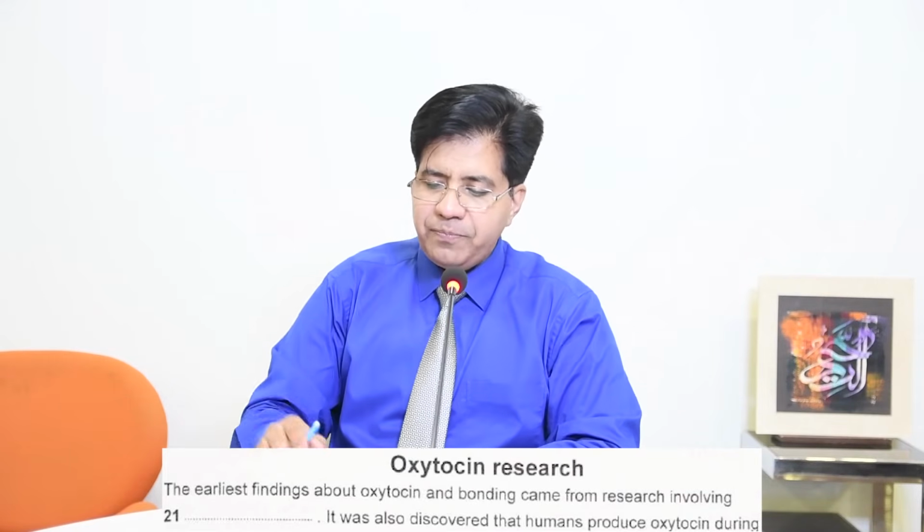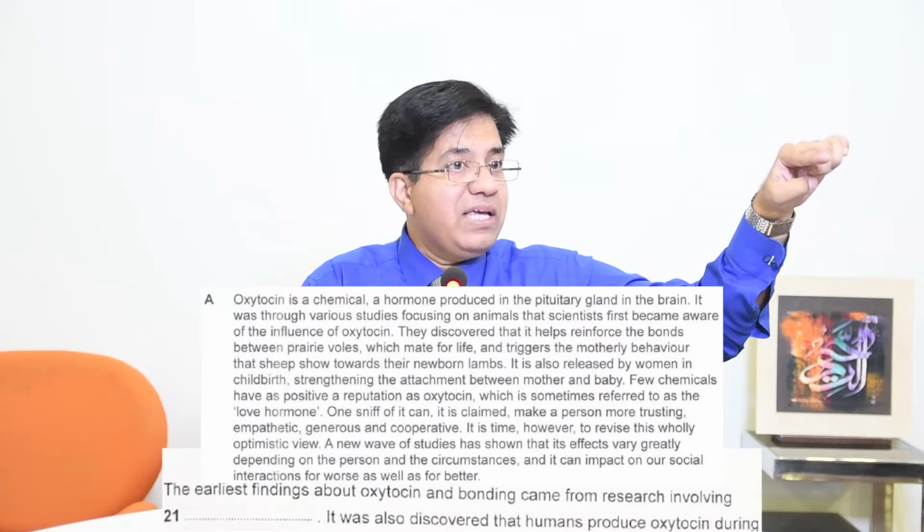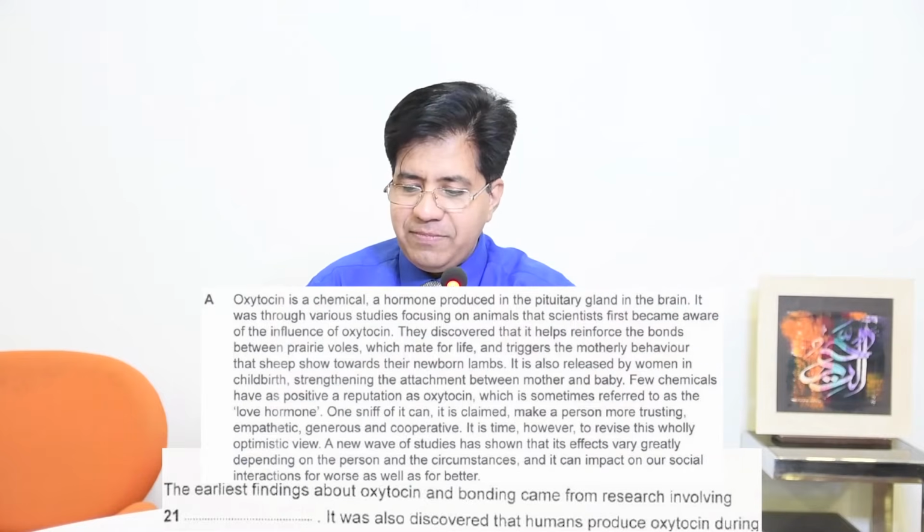Now come back. First paragraph. Oxytocin is a chemical, a hormone produced in the pituitary gland in the brain. It was through various studies focusing on... now focusing on and involving, they are synonyms, and the answer is, got it? Yeah, now we are doing part 2. The answer is animals. Focusing on animals and involving animals, that's the same thing.